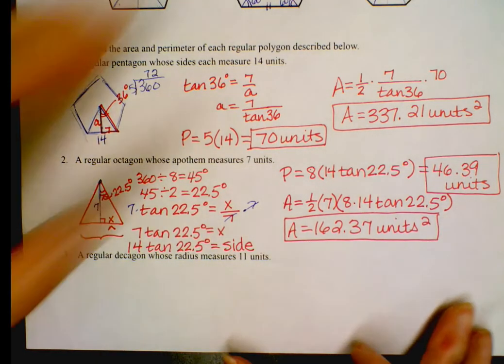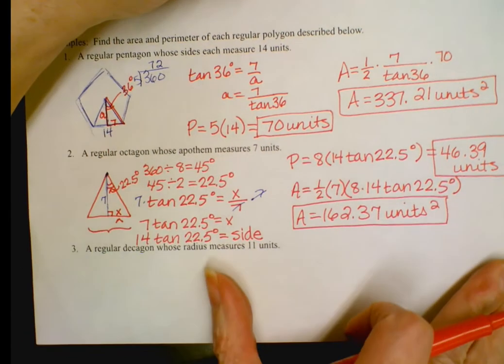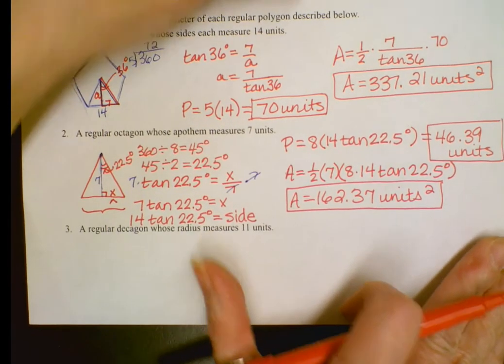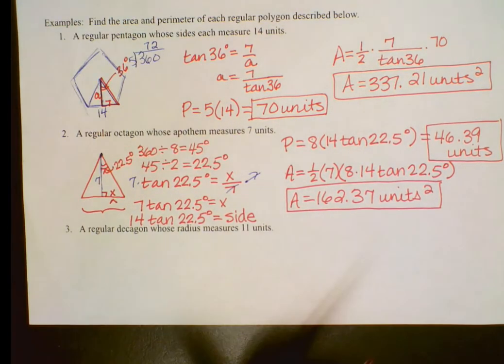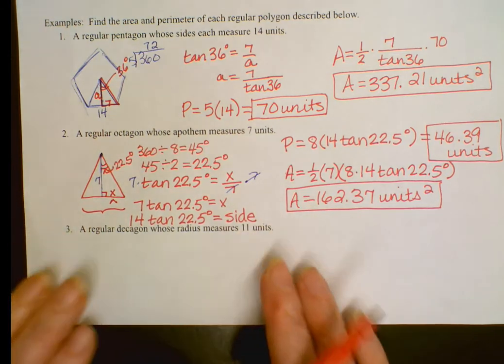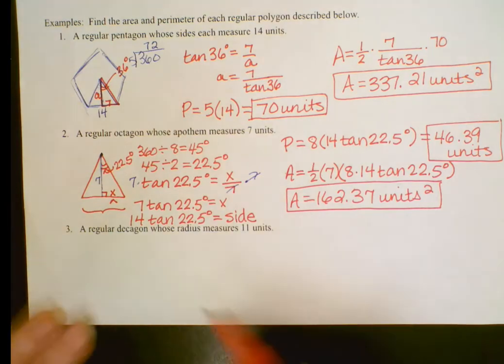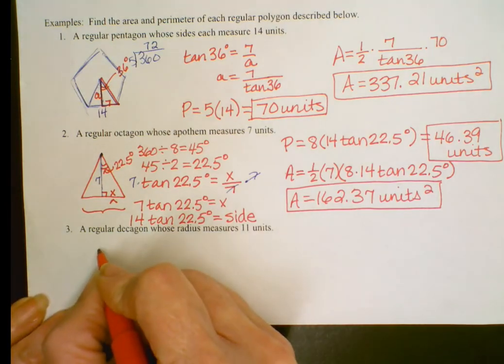And that takes care of our second example. Now the third example. In each of these we're given a different value. In the first one we were given the side length, in the second we were given the apothem, and in this third one we are given the radius. And we're going to see how that affects the solution in general.